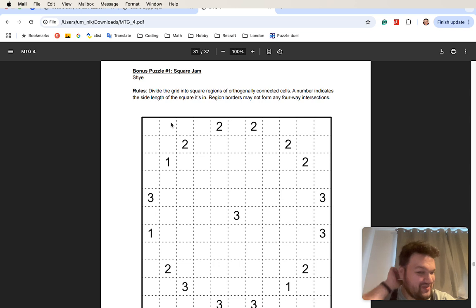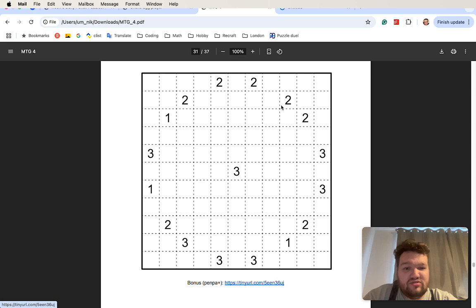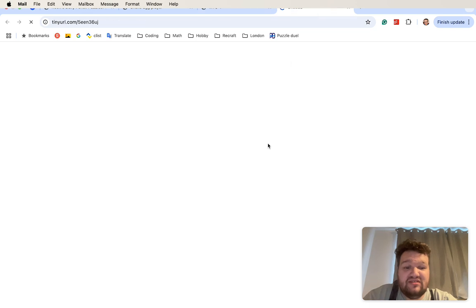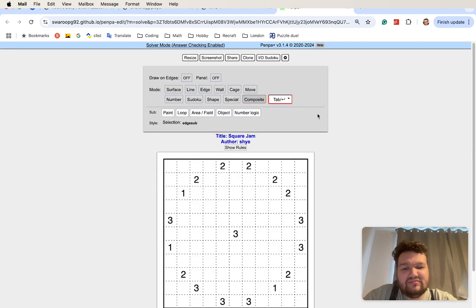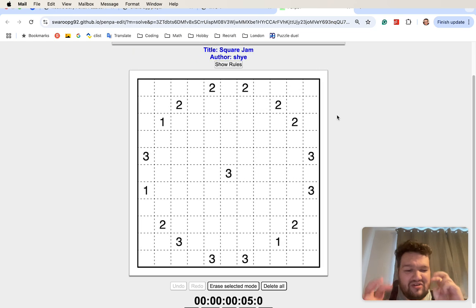So the first bonus puzzle is Square Jam by Shye. The rules: divide the grid into square regions of orthogonally connected cells. A number indicates the side length of the square it's in. Region borders may not form any four-way intersections. Also, bonus puzzles might be slightly harder than normal GAPP puzzles, but we'll see.